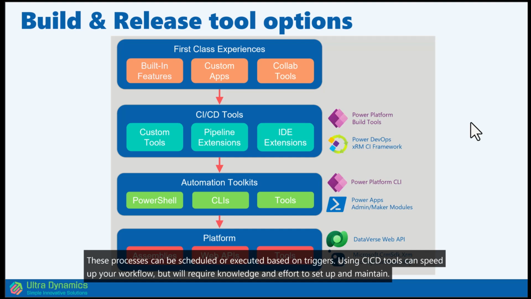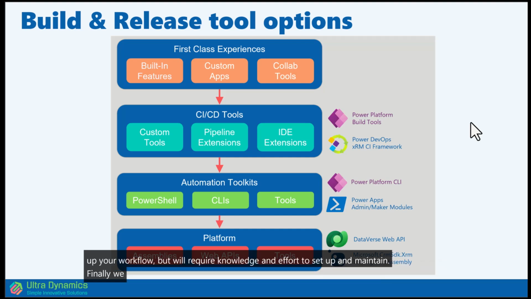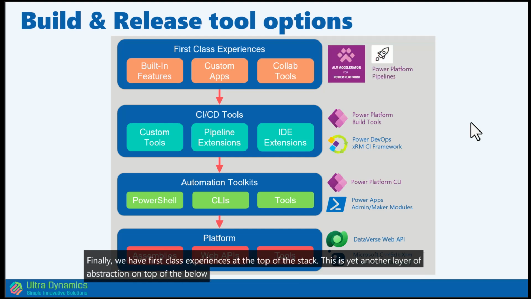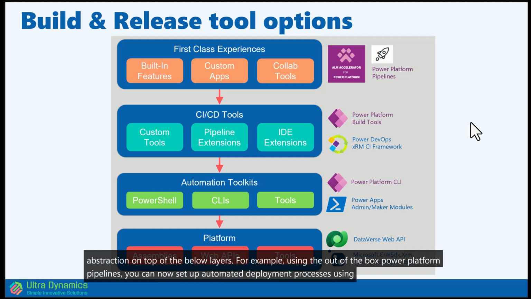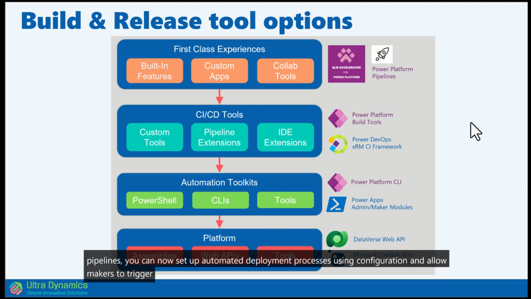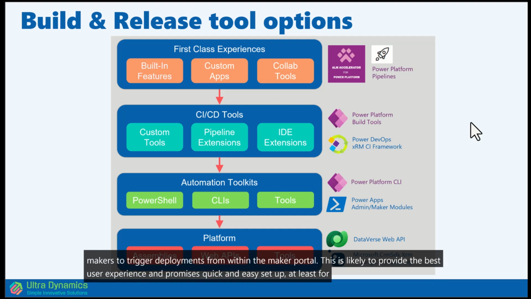Finally, we have first-class experiences at the top of the stack. This is yet another layer of abstraction on top of the below layers. For example, using the out-of-the-box Power Platform pipelines, you can now set up automated deployment processes using configuration and allow makers to trigger deployments from within the Maker portal. This is likely to provide the best user experience and promises quick and easy setup, at least for the basic scenarios. So what is the best tool?